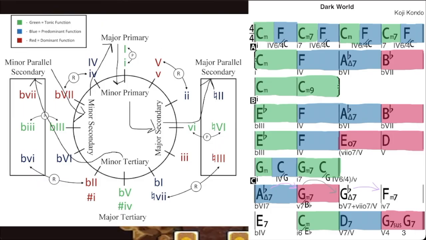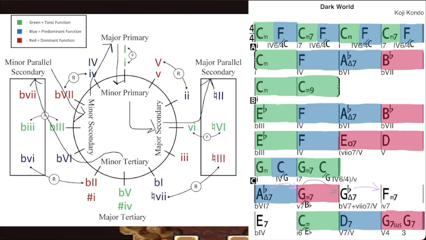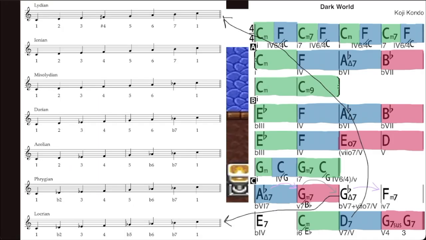Another way to put it into perspective is from flat 5, you need to go to the minor parallel secondary chords, and then to the minor secondary chords, and then to the major primary chords, and then to the minor primary chords, and then to the major secondary chords, and finally to the major parallel secondary chords. As you can see, we moved through a lot of different centers in order to reach that major 2 chord. There's even more ways to think about it though.